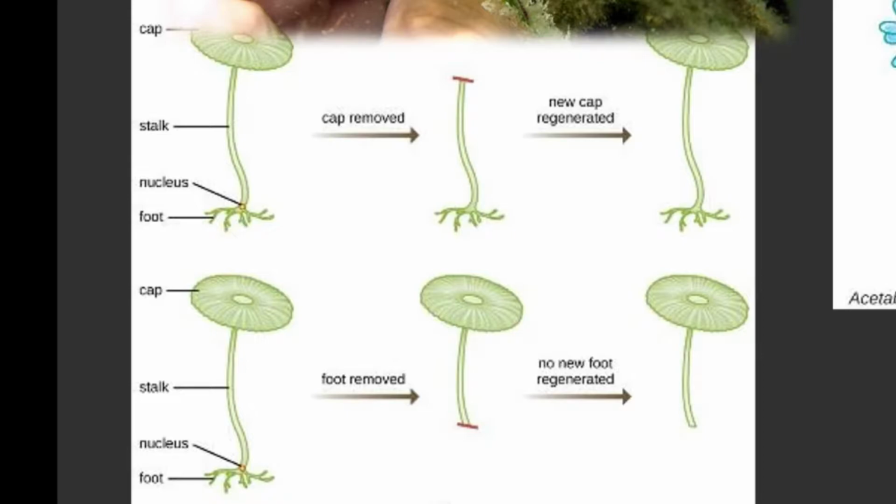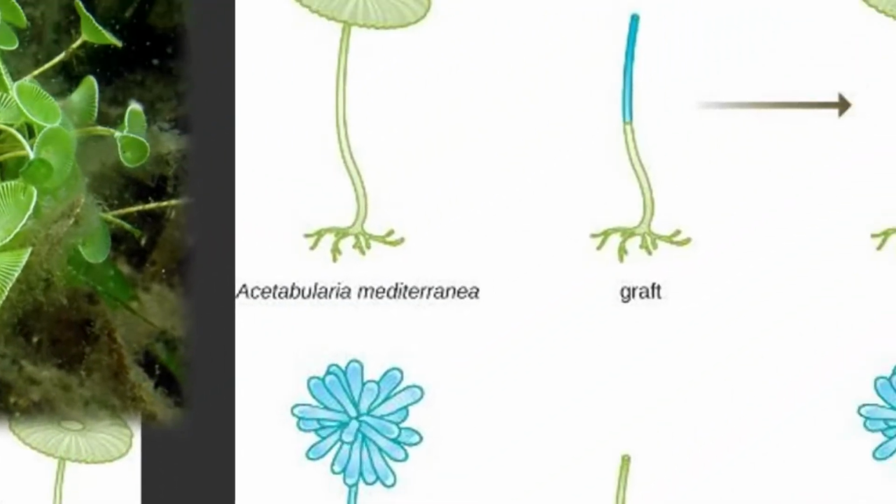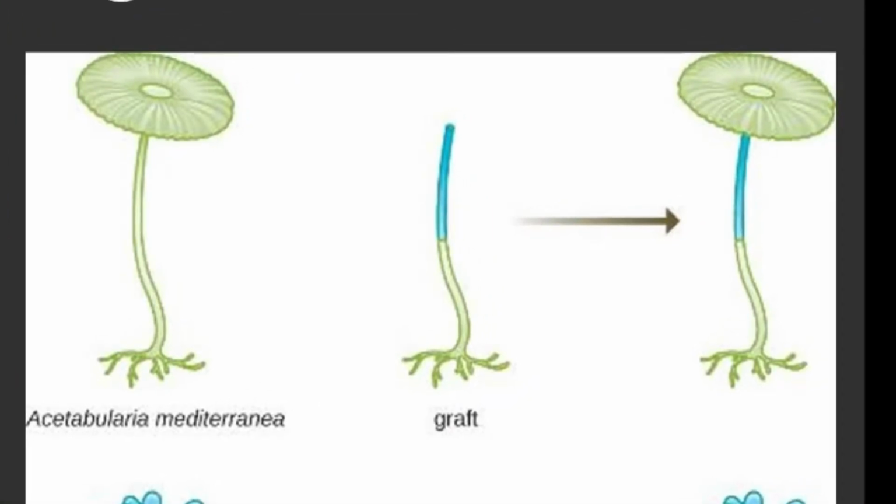foot of the cell. And in order to make that a more plausible explanation, he did another experiment where he removed the foot, and no new foot regenerated, which indicated to him that the information for how to make the foot was not found in either the stalk or the cap. And then he took this one step further and did a really interesting experiment where he took two different species of Acetabularia and he grafted portions of one onto the other to see what would grow.